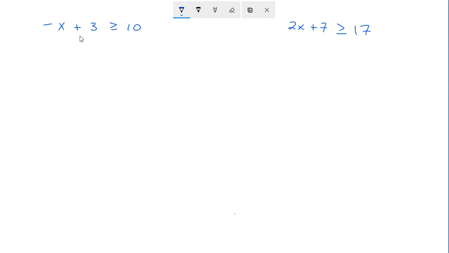Okay, so for this first inequality, let's try to isolate the x. So I'm going to subtract 3. So I have negative x is greater than or equal to 7. Now I have to get rid of that negative. You can think of it like a negative 1 if you like.